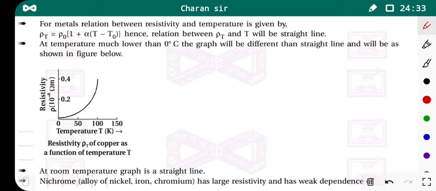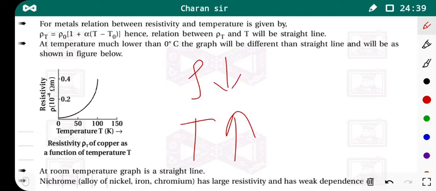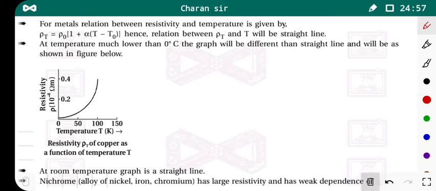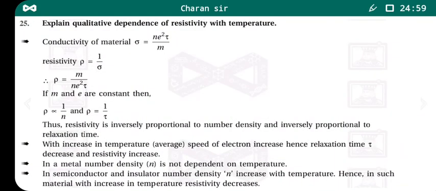In short, for semiconductors, when temperature is increased, rho is decreased. How does this happen? When temperature is increased, the number of electrons is increased, and since the number of electrons and resistivity are inversely proportional, resistivity is decreased. So you remember these things. This is our theory.